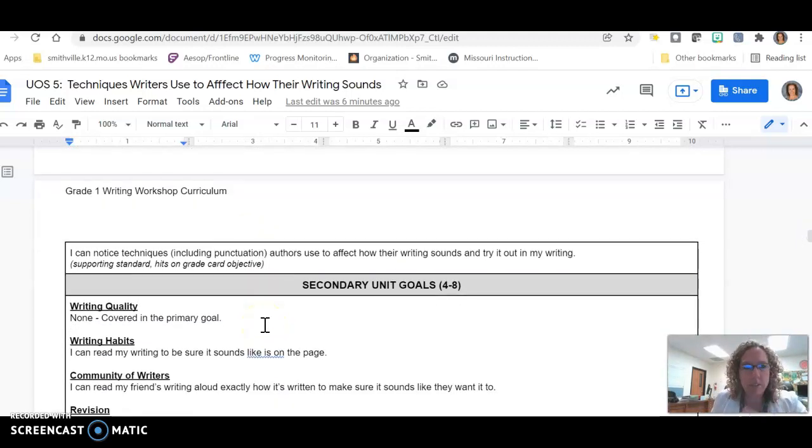The primary goal of this unit is to notice the techniques authors use and to try those techniques out in their writing. So in your mini lessons, you need to really focus on modeling that process of reading like a writer. So as you're reading the mentor text, noticing, hey, Benji Davies used capital letters here, and then I'm going to try to use that technique, capital letters, to impact how my writing sounds in my own writing. So having your own teacher or mentor text during this unit is going to be really important.